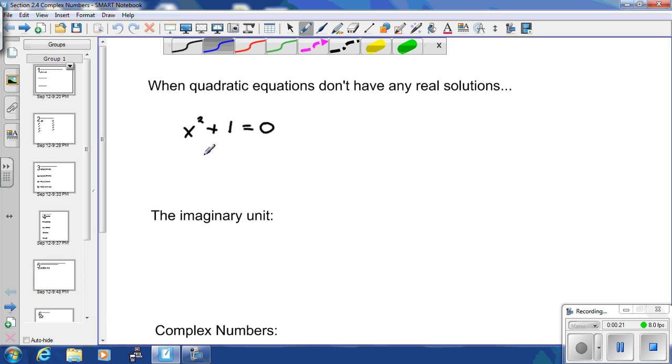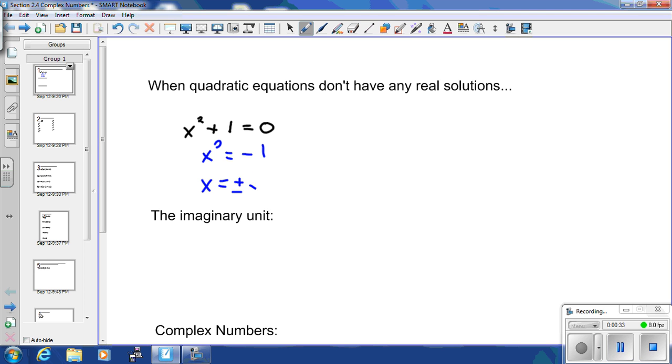If we were to solve this, we have x squared equals negative 1. And we know that there's no number that we can square to get a negative number. So we would say x is going to equal positive or negative square root of negative 1, and that doesn't exist. So up until now, we've had to stop here and say that that's not a real solution.